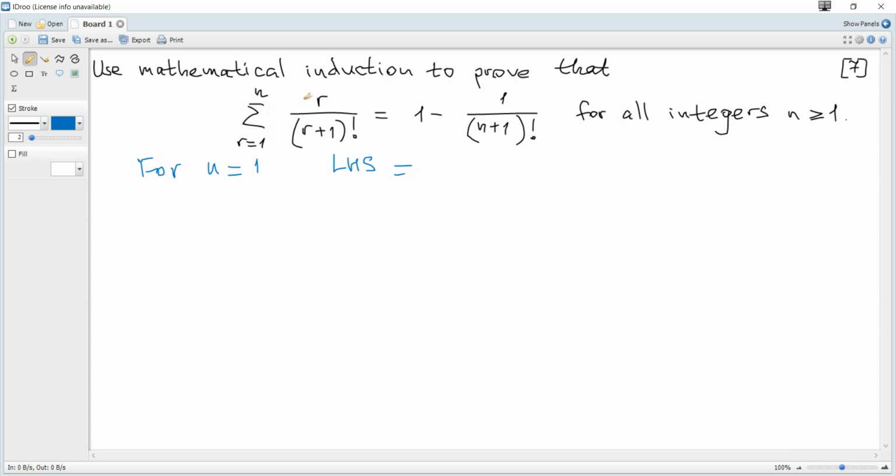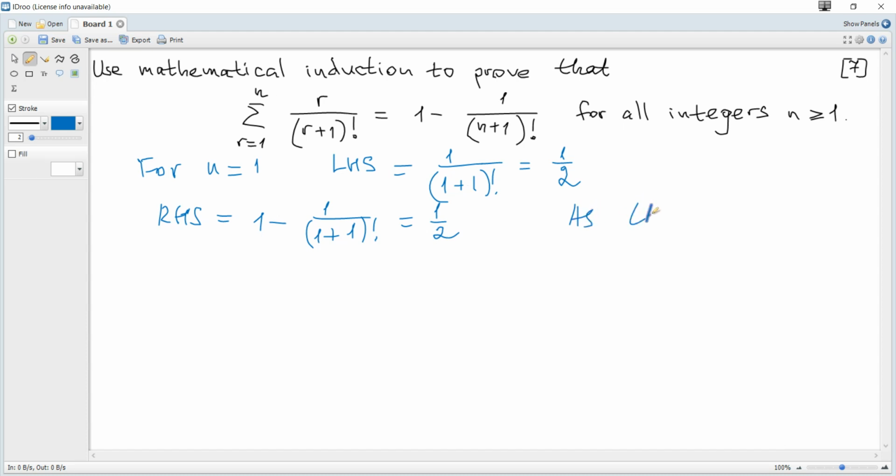1, so we just consider a term for which r is 1, and it becomes 1 over 1 plus 1 factorial. 2 factorial is 1 multiplied by 2, it's 2, so it's 1 over 2, and the right hand side becomes 1 minus 1 over 1 plus 1 factorial, which is 1 over 2, so we can see that the left hand side is equal to the right hand side, true for n is 1.